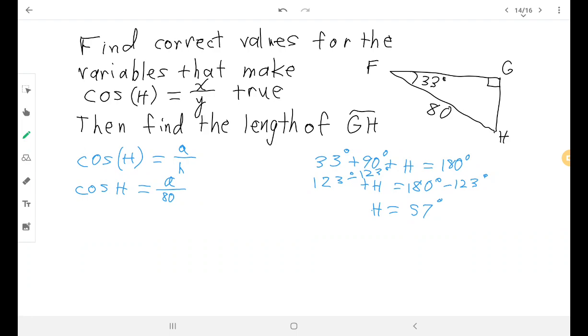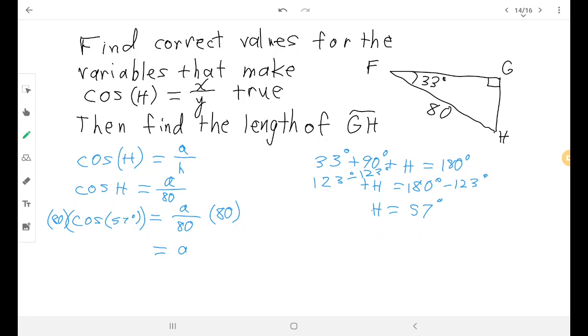So what this comes down to is that the cosine of 57 degrees is equal to the adjacent side over 80, and I can solve this like an algebra problem. If I just multiply by 80 on both sides, then I'll have A on that side.